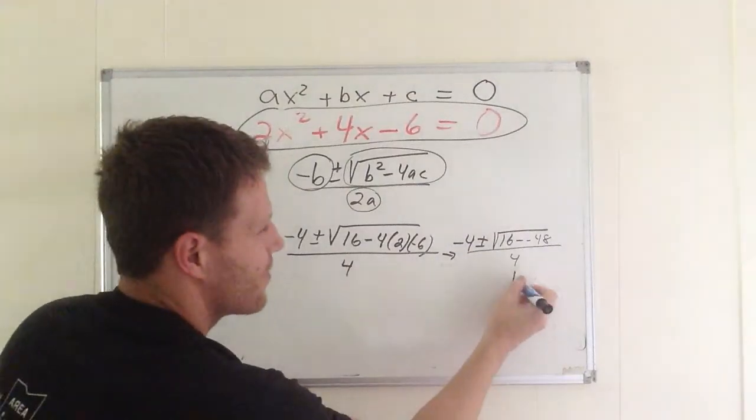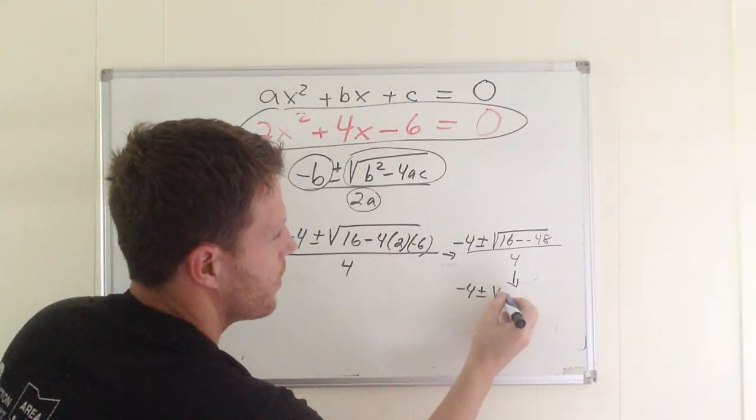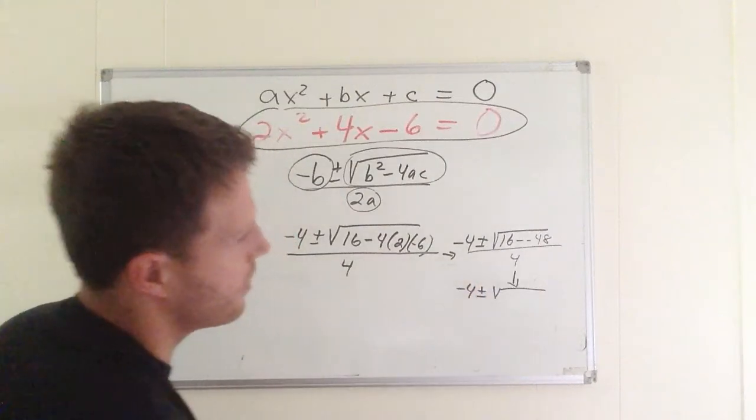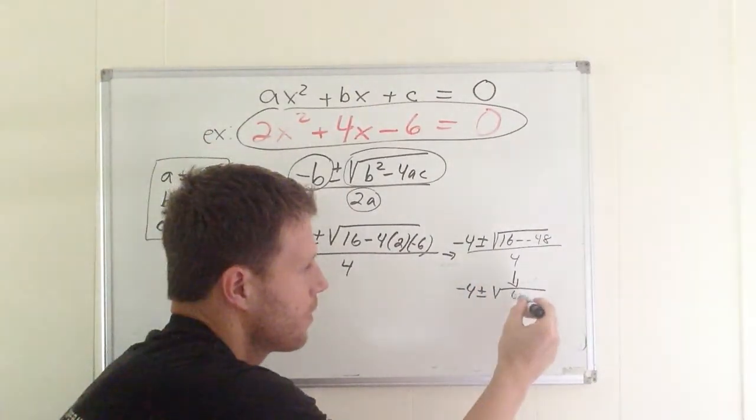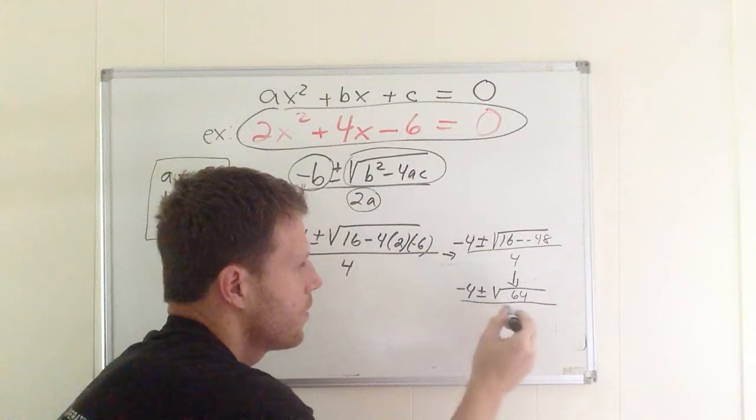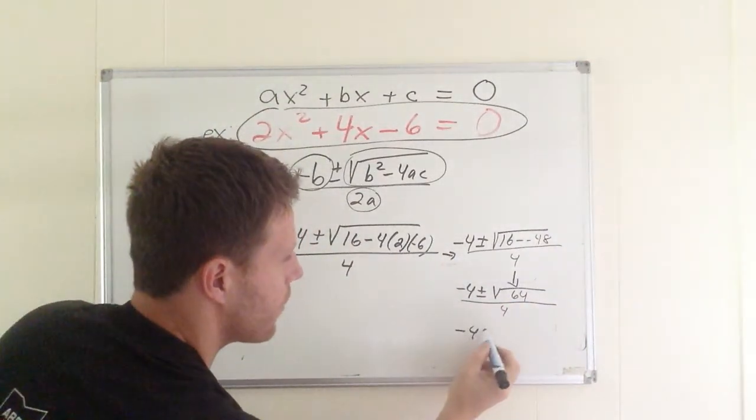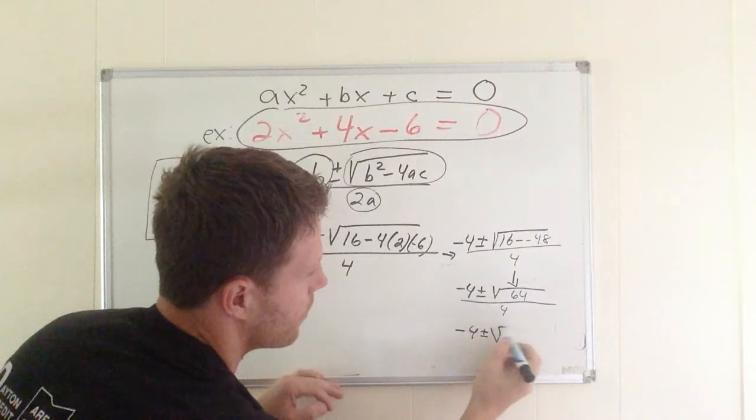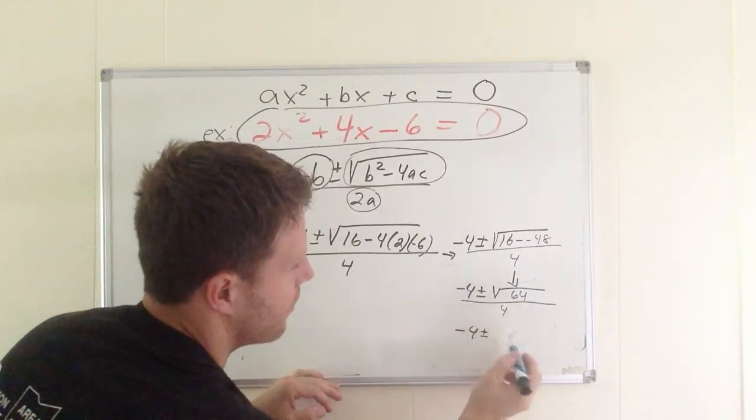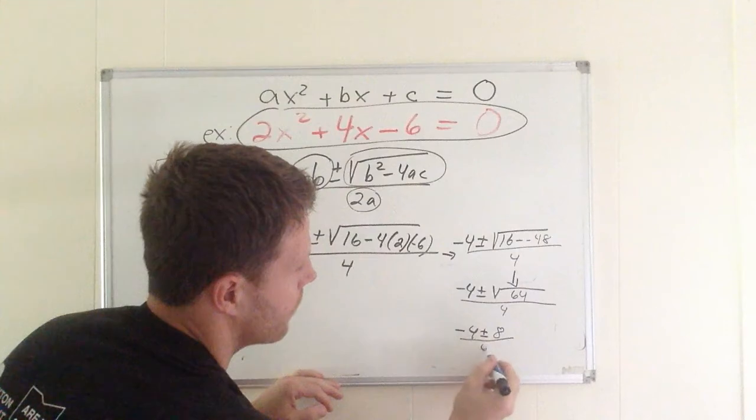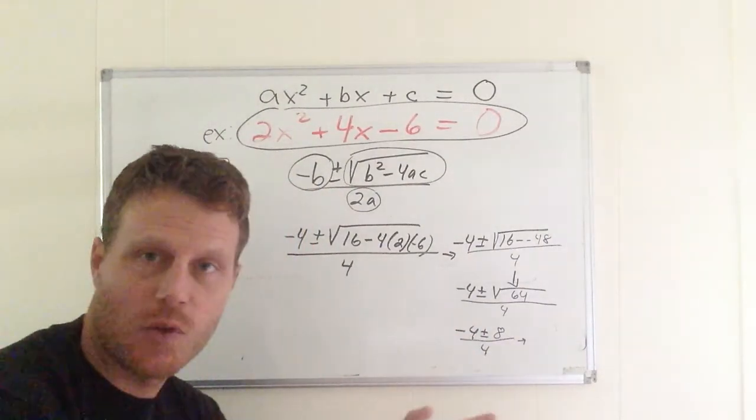Let's drop this down. -4 plus or minus the square root of, what is 16 minus a -48? 16 plus 48 is 64, all over 4. So go a little farther: -4 plus or minus the square root of 64. What is the square root of 64? That's 8, over 4. Because of the plus and minus, we're going to have 2 possible solutions.